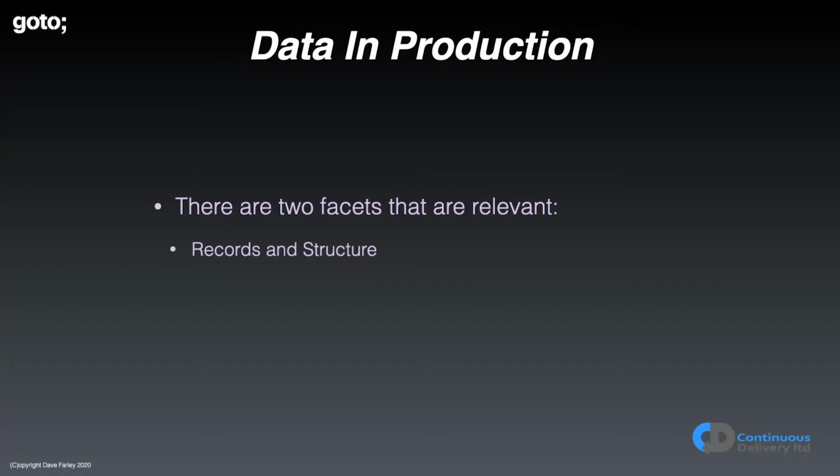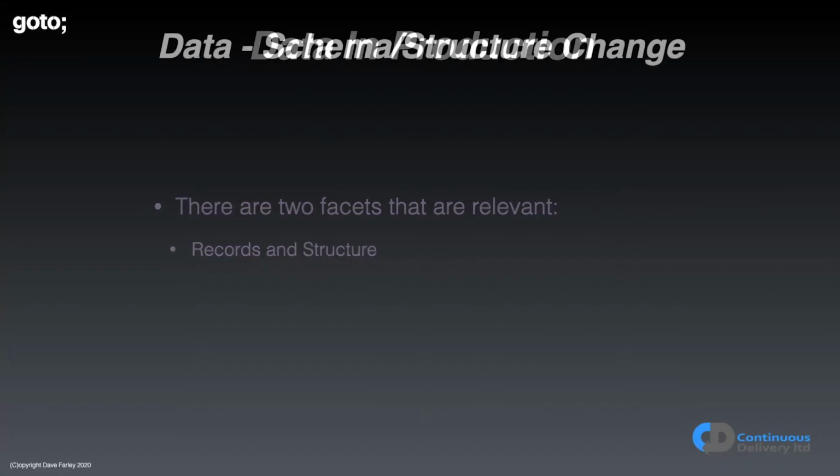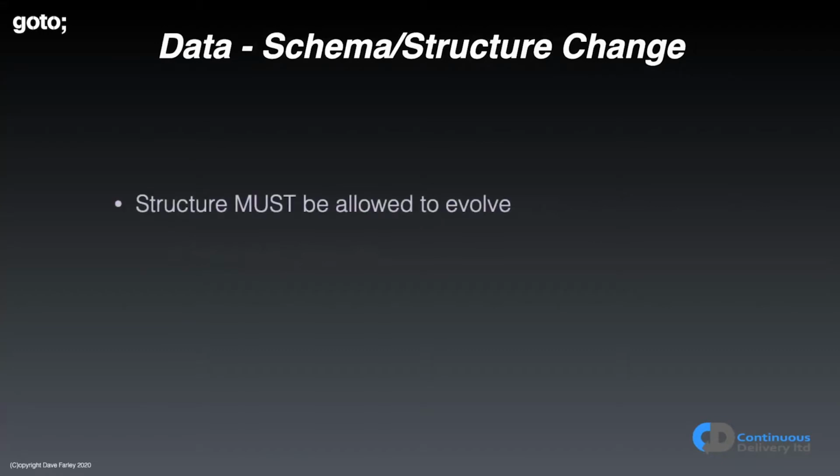But all data, even in a non-SQL database, has records of some kind and a structure that matters of some kind, even if that structure is implicit rather than explicit. And we need to think about those two different facets of the data separately to one another. So let's start thinking first about the slightly simpler case of structural changes to our data.